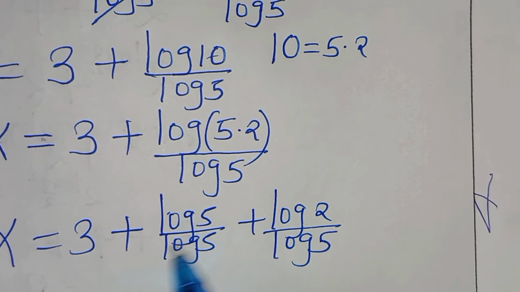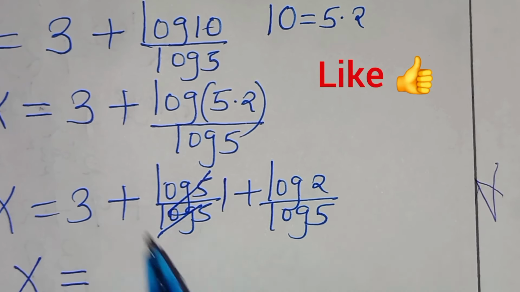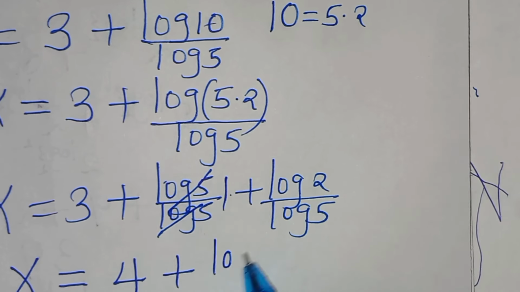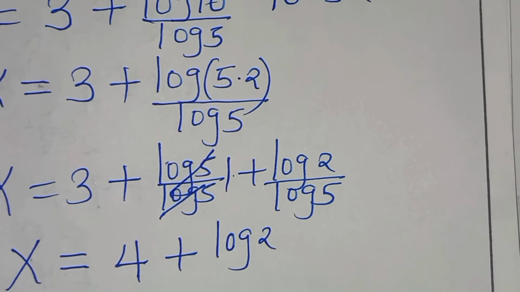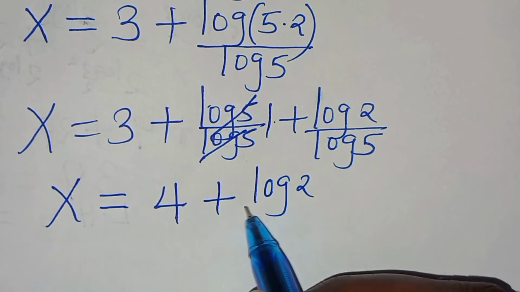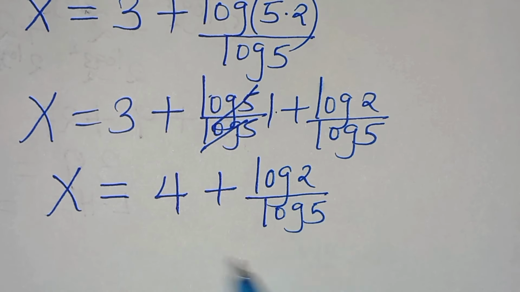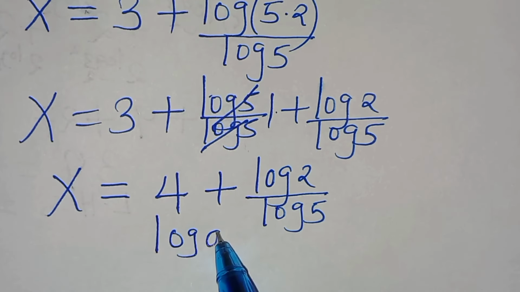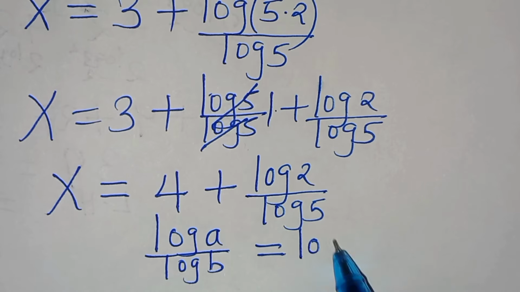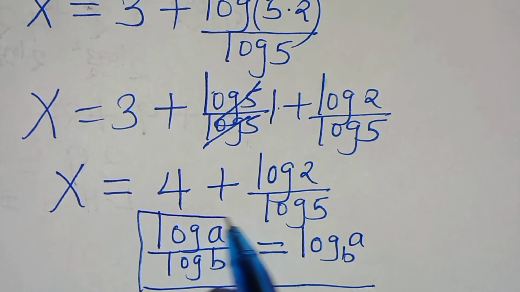The next step is to simplify here. Log 5 and log 5 simplifies so that now x is equal to 3 plus 1. This is equal to 4 plus log 2. X is equal to 3 plus 1, which is 4, plus log 2 over log 5. Now, log 2 divided by log 5 is in the form of log A divided by log B, which we can express as log A to base B. So let's apply this logarithm property from here.